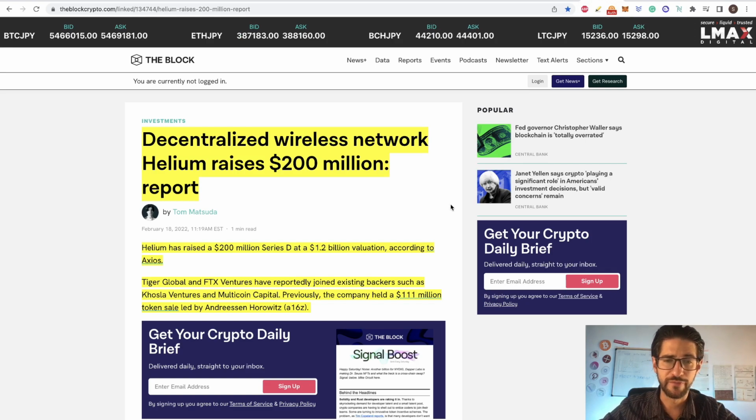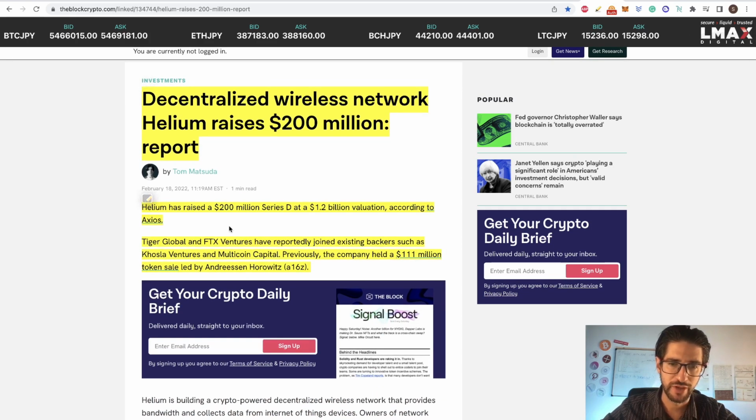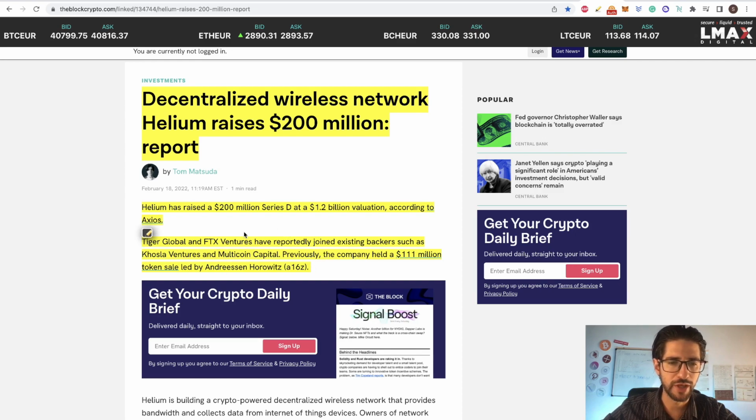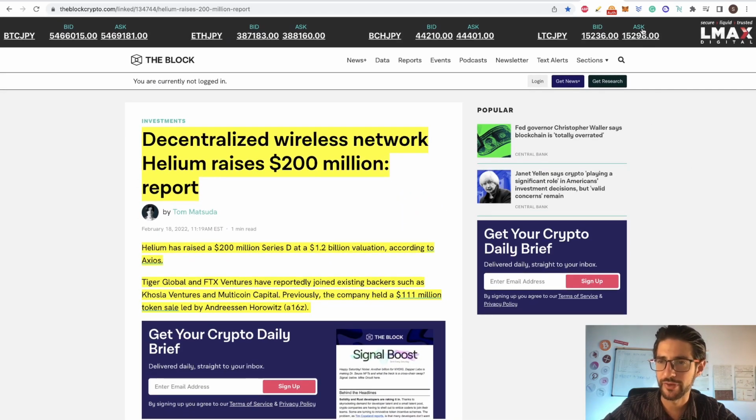And also, this was in February, the decentralized wireless network Helium raises 200 million. So in this report you can see how much they have been growing, raising this 200 million in Series D at a 1.2 billion valuation according to Axios. And Tiger Global and FTX Ventures have reportedly joined existing backers such as Khosla Ventures and Multicoin Capital. So very important venture capital firms behind this, FTX, Tiger Global. So they continue raising money for this expansion, and they are very successful at this time.